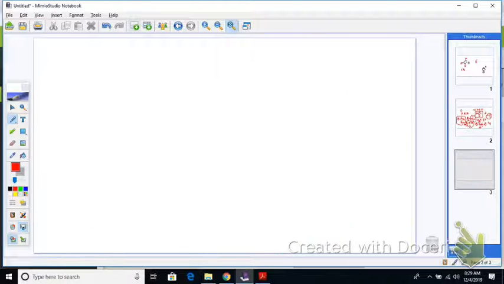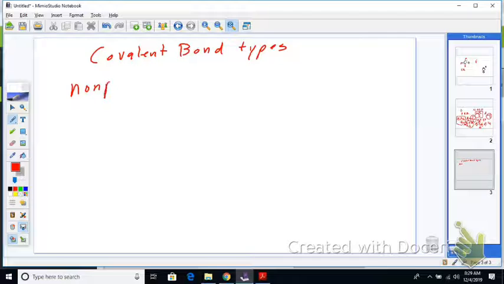Alright, so I'm going to give you 3 things that you're probably going to have to memorize, and it's not that difficult. It's 3 different types of bonding. We can have these covalent bonds, but there's only 2 different types of covalent bonds that we deal with. So, under covalent bond, there's 2 types. There's nonpolar covalent, and there's polar covalent.